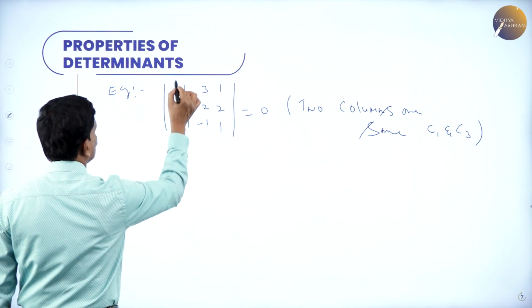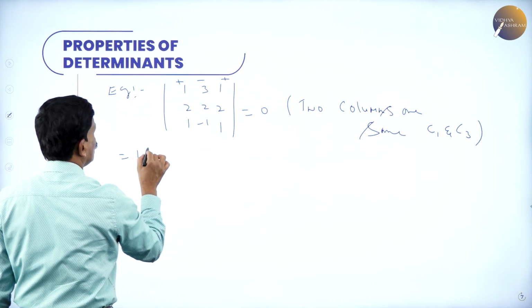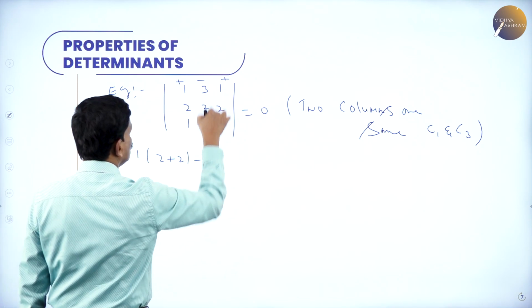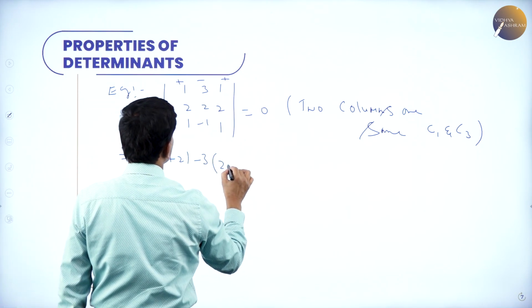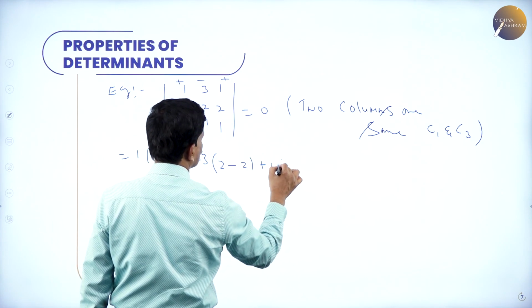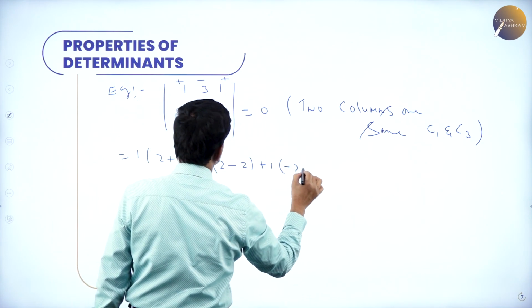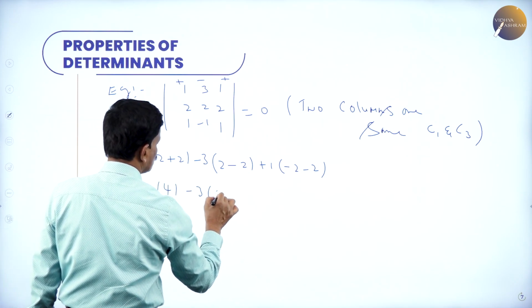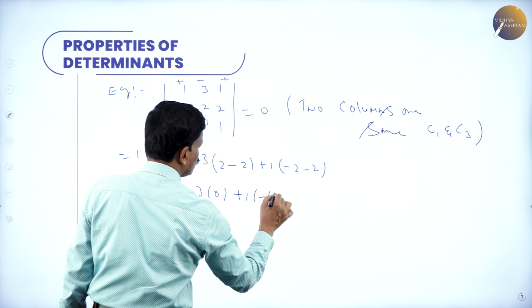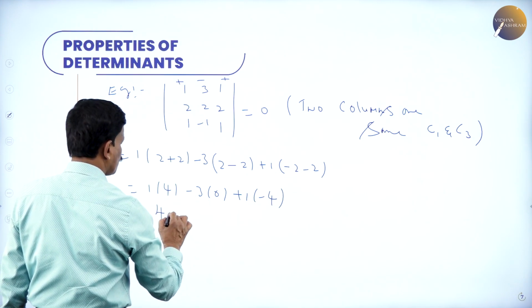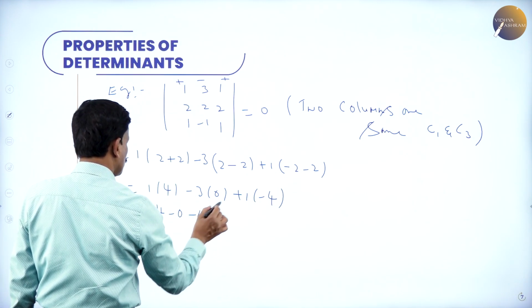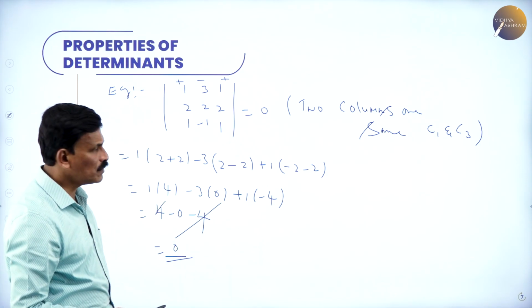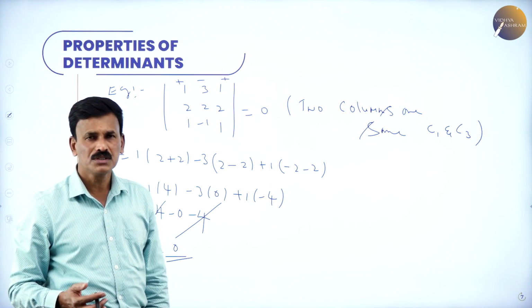Let me check this. Plus, minus and plus. 1 into 2 ones are 2, minus into minus plus 2, minus 3 into this is gone. 1 2s are 2, minus 1 2s are 2, plus 1 into 1 2s are 2, minus 2, minus 2. So this is 1 into 4, minus 3 into 0, plus 1 into minus 4. So 4 ones are 4, minus 0, minus 4, plus 4 minus 4 gets cancelled. This is equal to 0. So if two columns are same, then the value of a determinant is 0.